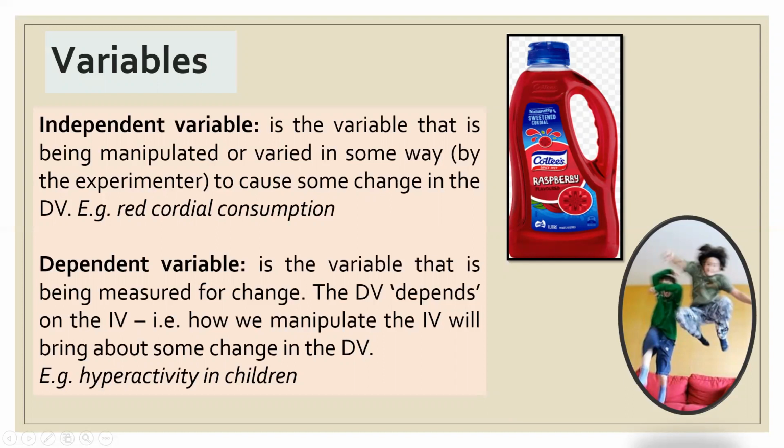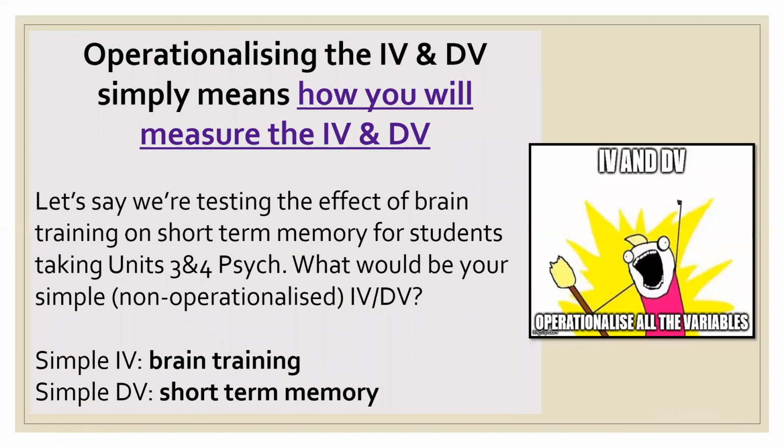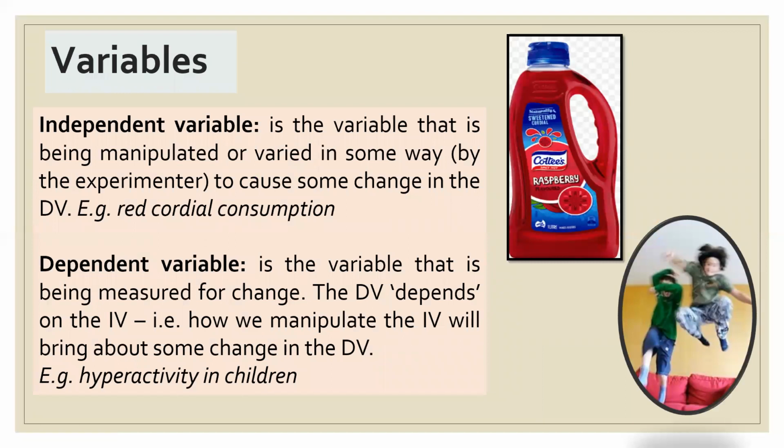Okay, if everyone is all good with IV and DV, we can probably move on to the next slide, which is the operationalizing part. And that's not hard because that's basically what we just talked about. Operationalizing the IV and DV basically means that you are taking that red cordial and you're putting a number to it. You're saying, okay, I'm going to give 500 milliliters of the red cordial to the participants, or I'm going to give 250 mils of red cordial to the participants. In this case, the simple IV without being operationalized is the red cordial by itself.